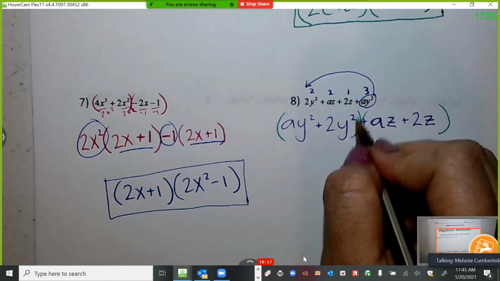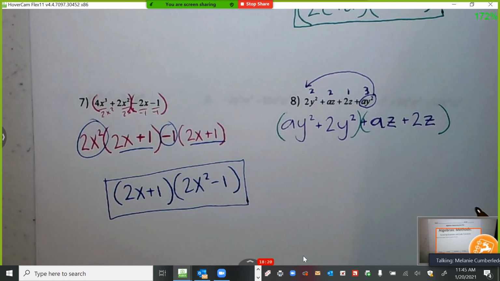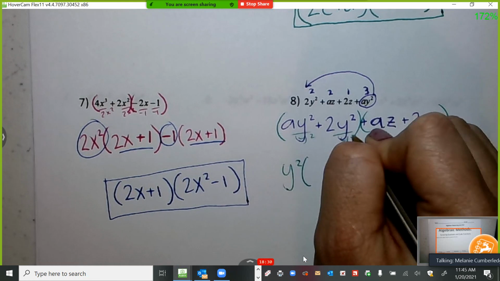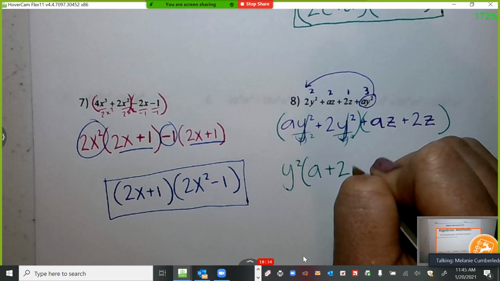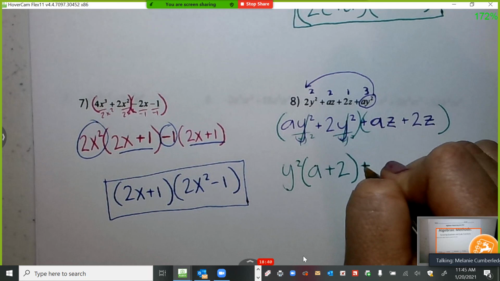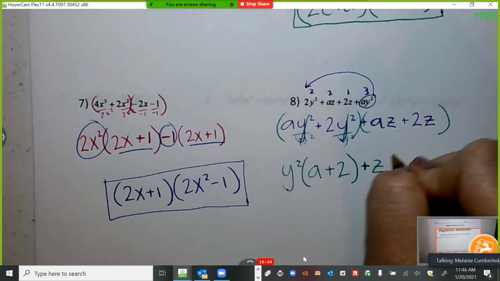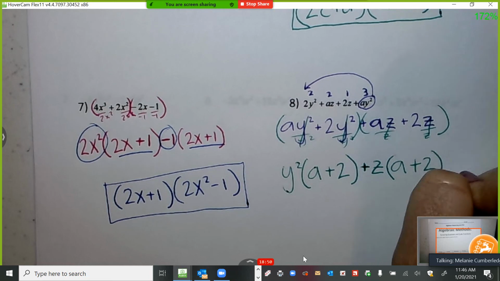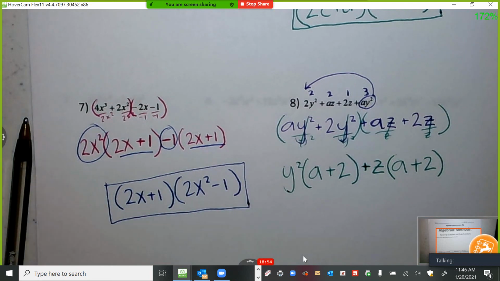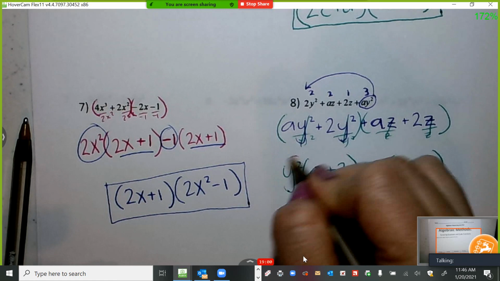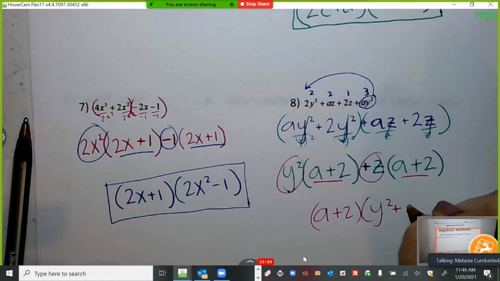What ay squared plus 2y squared, what is my GCF? What do they both have? Y squared. So when I divide by y squared, both the y squareds cancel and I just have a plus 2. Then I have az plus 2z. Well, it's a positive in front, so I know I'm going to take a positive out. Okay, and they both have a z. So when I take out that z, I'm left with a plus 2. Therefore, my parentheses match, and my leftovers make my other factor.